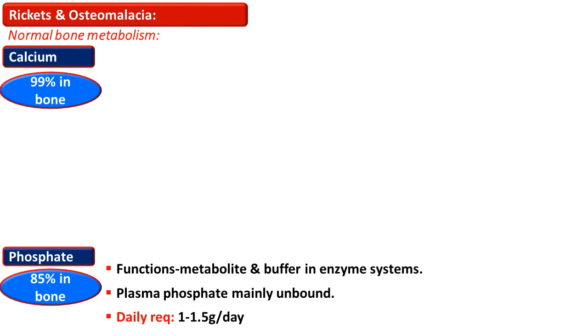As you know, it is a metabolite. It is an important mineral for the production of energy, and it is also a buffer in various enzyme systems. It is present in the plasma in unbound state, and the daily requirement is about 1 to 1.5 gram per day.